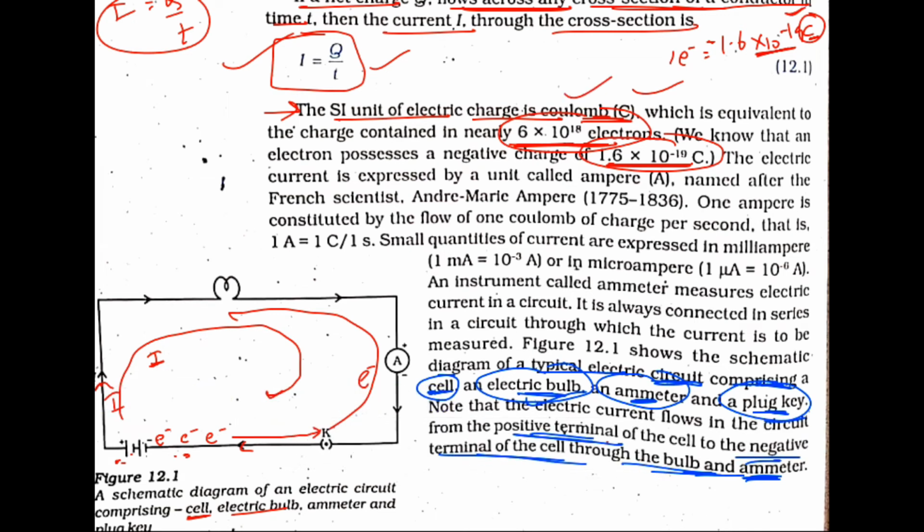Regarding problem calculation, what is 1 milliampere? That is 10 power minus 3 amperes, and 1 microampere is 10 power minus 6 amperes. The instrument used for measuring electric current is the ammeter.